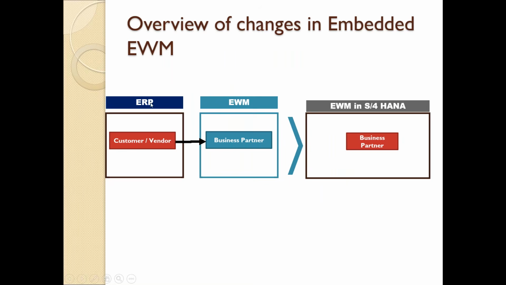So ERP is in a different instance, and EWM is in a different instance. In ERP we used to create master data like your product master, material master, vendor master, customer master, shipping points, whatever it is. Then we used to distribute this to the EWM system in order to perform warehouse operations. At that point of time, the customer and the vendor we created were called business partners in the EWM system.